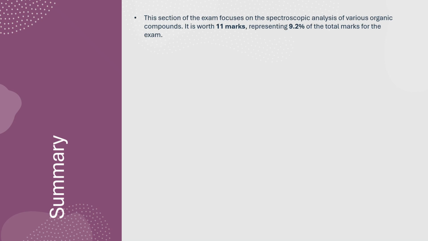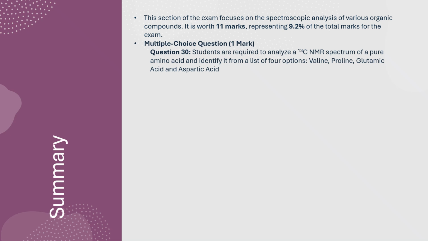This section of the exam focuses on the spectroscopic analysis of various organic compounds. It is worth 11 marks, representing 9.2% of the total marks for the exam. Multiple choice question, 1 mark, question 30. Students are required to analyze a 13C NMR spectrum of a pure amino acid and identify it from a list of 4 options: valine, proline, glutamic acid, and aspartic acid.